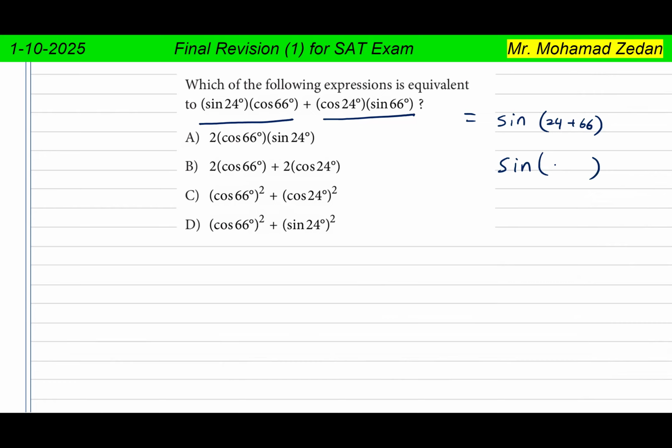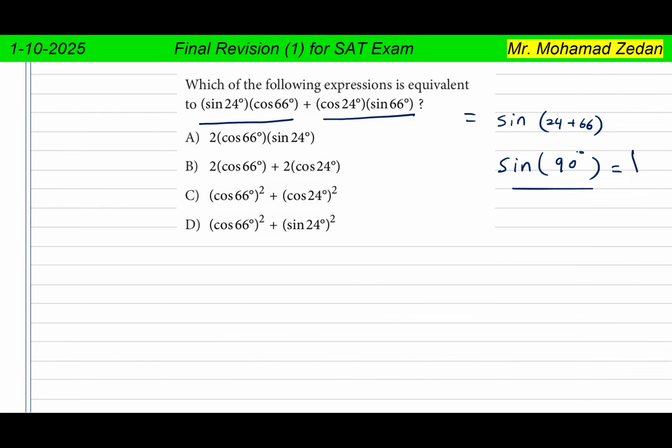24 plus 66, 90. Sine 90, right? Sine 90 degrees, what's the answer? Who can say? You know sine 90, a quadrant angle: sine 0, sine 90, sine 180. If you don't know, use the calculator. Sine 90 equals what? No answer? 1. Yes, sine 90 is 1. Simply you go to this one.